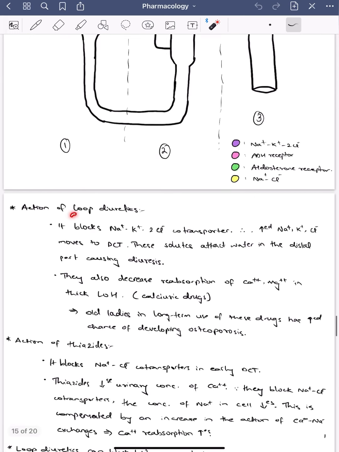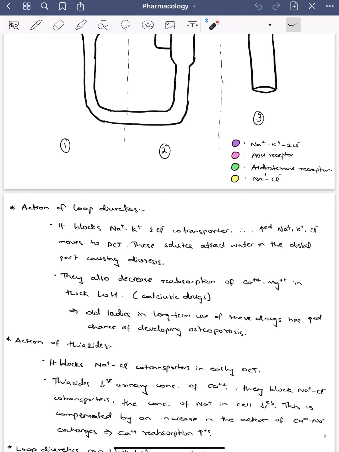Now the action of loop diuretics, as we've mentioned, is to block the sodium potassium 2 chloride co-transporter systems. Therefore, there is an increased concentration of sodium, potassium and chloride which moves to the DCT, and these solutes attract water in the distal part, causing diuresis. An important point to note is that these drugs also decrease the reabsorption of calcium and magnesium in the thick loop of Henle, and hence these drugs are also called calciuric drugs. That is, they increase the urinary excretion of calcium and magnesium.